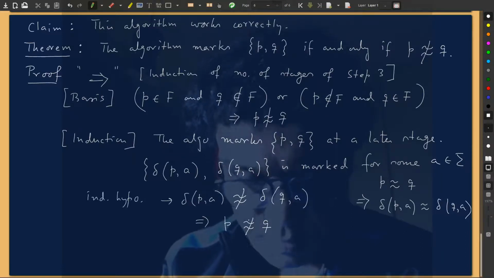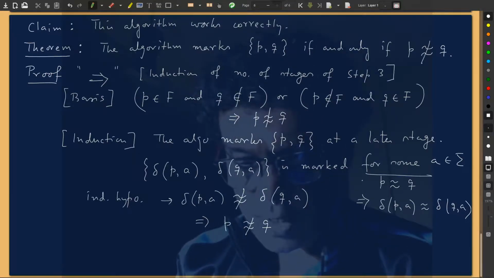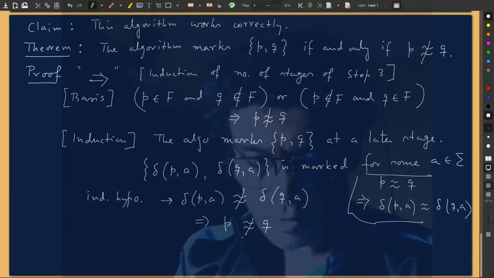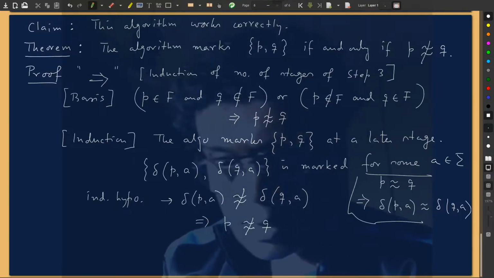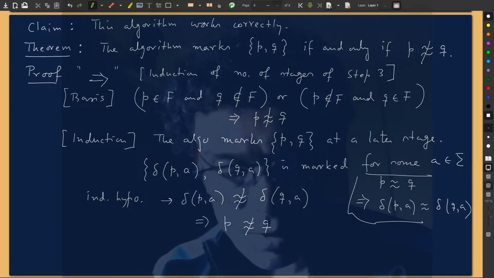We have this, and therefore from the definition of delta prime, it follows that P is also not congruent or equivalent to Q. Okay, so this direction of the proof is fairly straightforward. The converse is actually also straightforward.